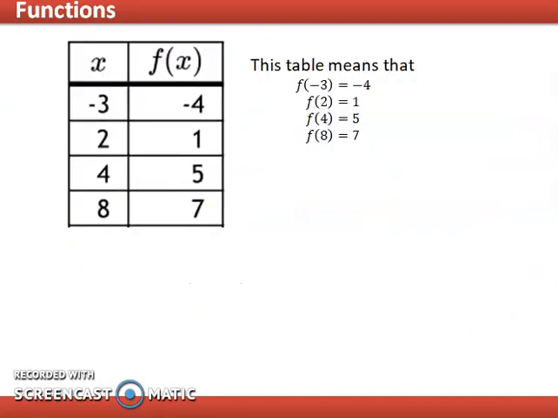Another representation of a function is by means of this table. This means that f of negative 3 is negative 4. This is the input, and this is the output. This one means that f of 2 is equal to 1. This means f of 4 is 5. And f of 8 is 7. The other way to read this: the image of negative 3 under f is negative 4. The image of 2 under f is 1. The image of 4 under f is 5. And the image of 8 under f is 7.